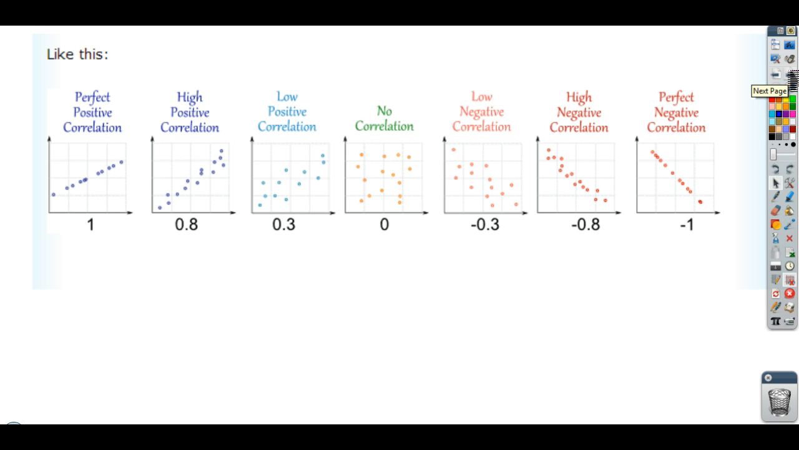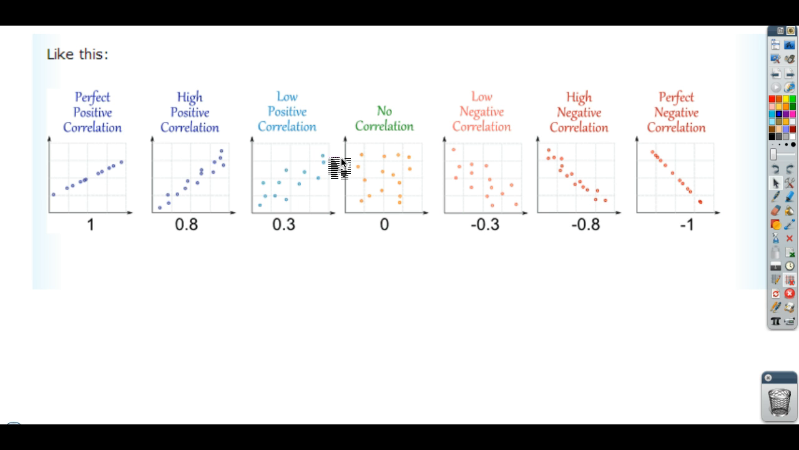A perfect positive correlation is going to be straight across here. This one is a high positive correlation, like as one increases, the other increases pretty closely. You have a low positive correlation, where there is a general trend going up, but it's hard to predict from there. And then no correlation, meaning the things are just all over. The two things that you're measuring are just not related.